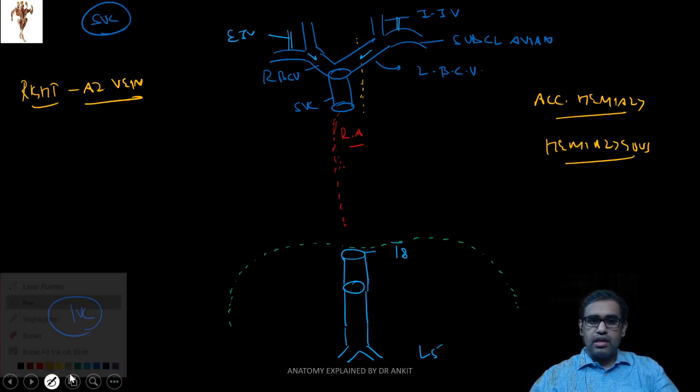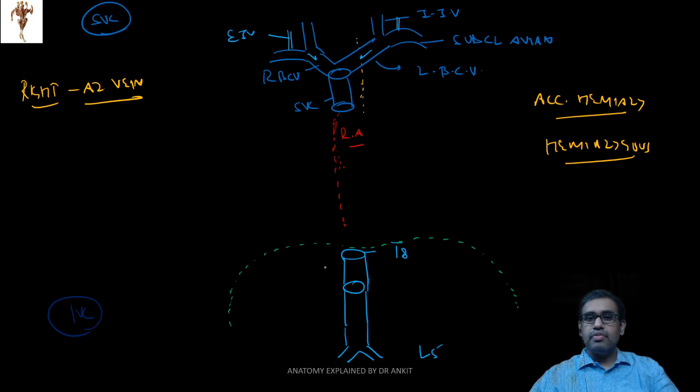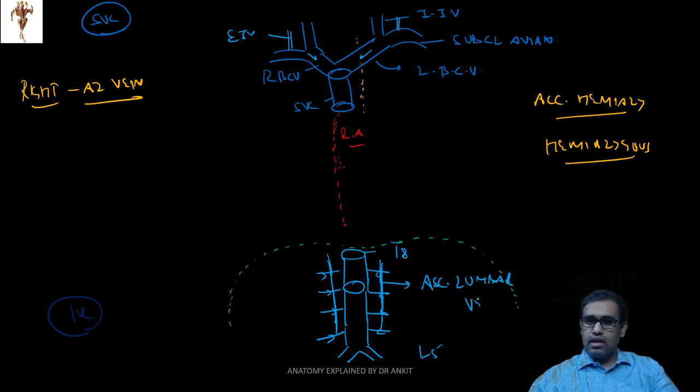Now what happens over here is that in the IVC there are a few lumbar veins which are draining the posterior abdominal wall. They enter into the IVC, because you can say the IVC is right in front of the lumbar vertebrae. Now all these lumbar veins are connected by veins which are known as the ascending lumbar vein. So this will be our right side ascending lumbar vein, and that would be our left side ascending lumbar vein. So just let me label over here the ascending lumbar vein.